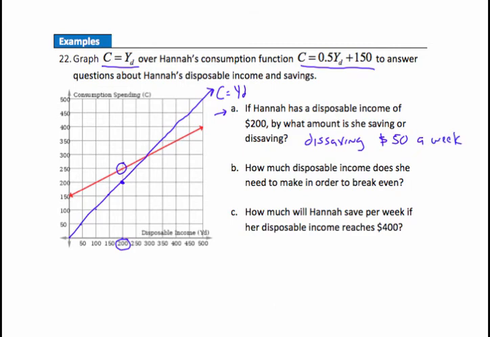All right, question B here. How much disposable income does she need to make in order to break even? Well, let's look. You can see right here where the graph of our two lines cross. And so notice with Hannah's consumption function, if she earns $300 a week, then she's going to be at the break-even point. So she needs to make $300 a week to break even.